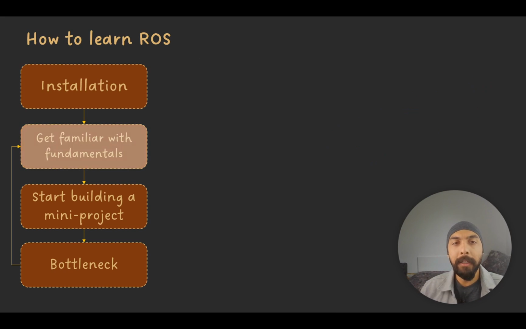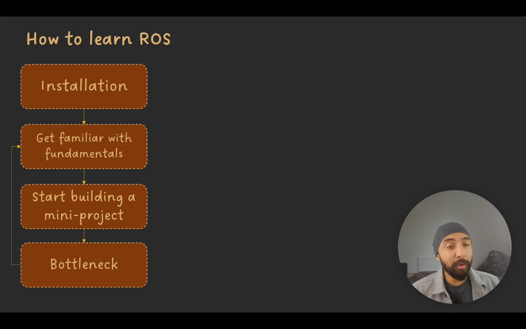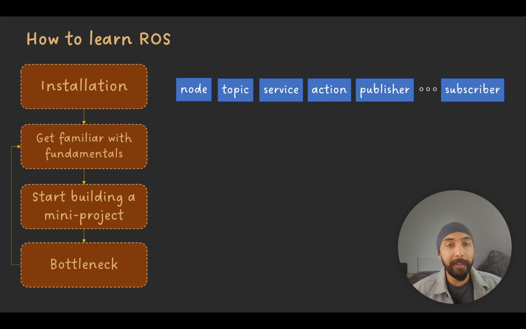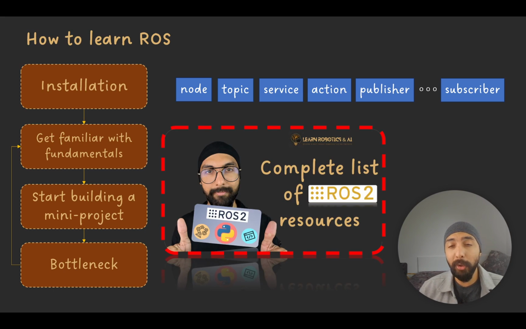Install this, and once you have installed this, you need to get familiar with the fundamentals of ROS. What are the different components of ROS? ROS nodes, topics, services, actions, publishers, subscribers, and a lot of different components. You need to get familiar with this terminology, and the way to do that is you can watch my video titled The Complete List of ROS 2 Resources.